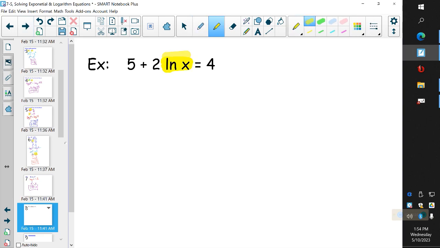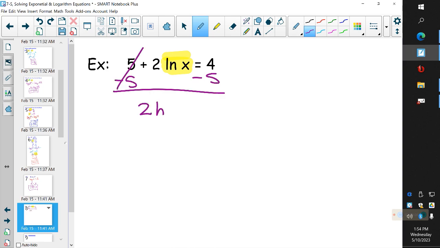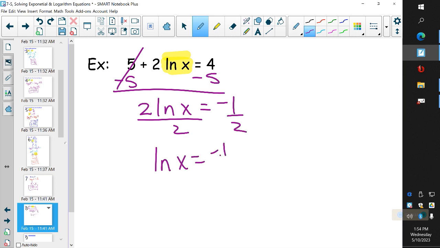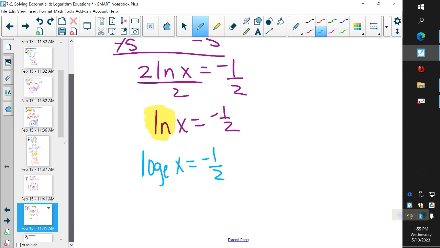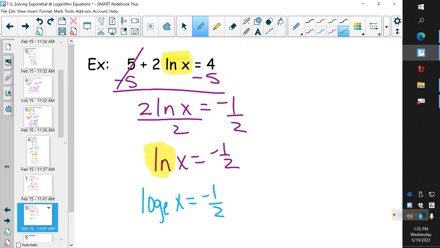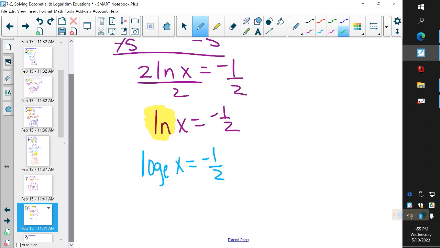I'm going to isolate the logarithm by subtracting 5. So 2 times the natural log of x is equal to -1. Divide by 2, and I have the natural log of x is equal to -1/2. Now, this is a natural log, so my brain needs to understand that this right here is the same thing as log base e of x is equal to -1/2. And now I need to write this as an exponential. So that is e to the -1/2 is equal to x.